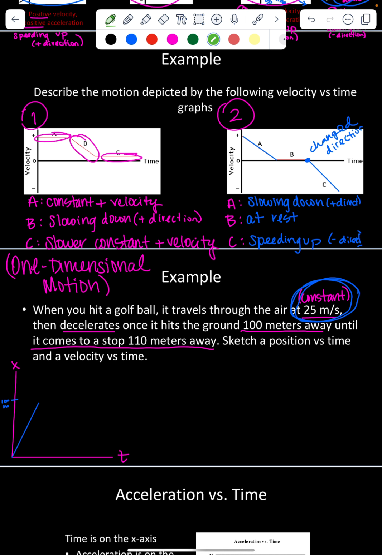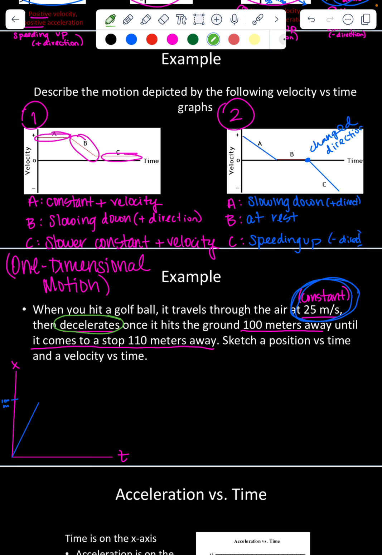All right, at that 100 meter mark, it says that it decelerates. Decelerates is another name for slows down. Now, it did not say that it changed direction. It just said that it slowed down. So we're still going in the positive direction. We're just going from a faster speed to a slower speed. So that means that we're going to have some kind of curve.